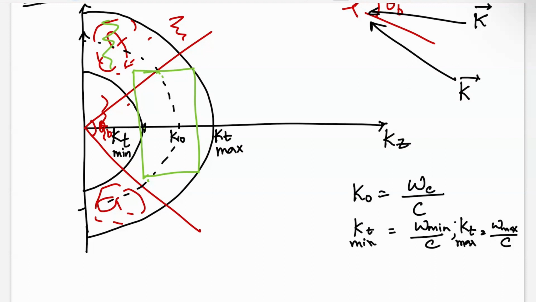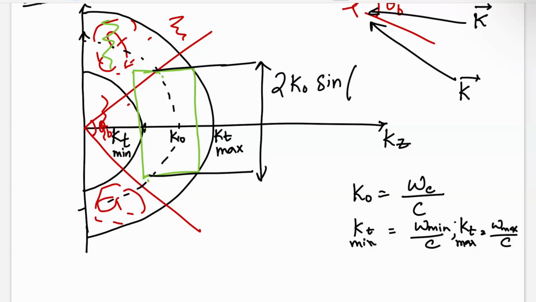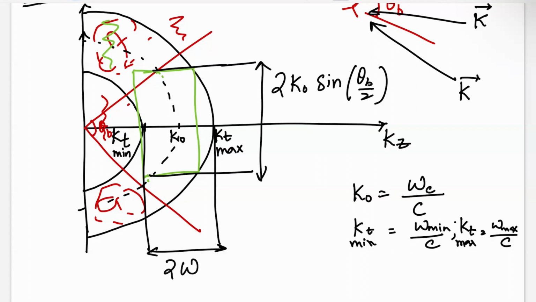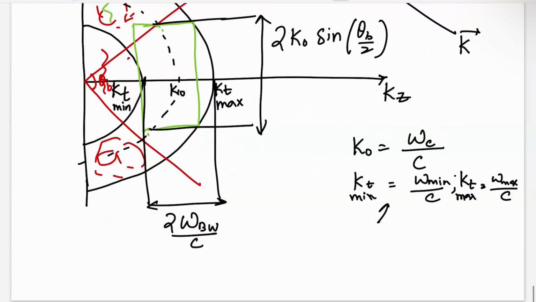Okay. Now when you do this, this is the maximum extent in Kx and Ky that you're measuring, and this is approximately 2k naught sine theta b divided by 2. And the maximum extent in Kz that you're measuring is 2 times omega bandwidth divided by C. It's the difference between KT min and KT max.